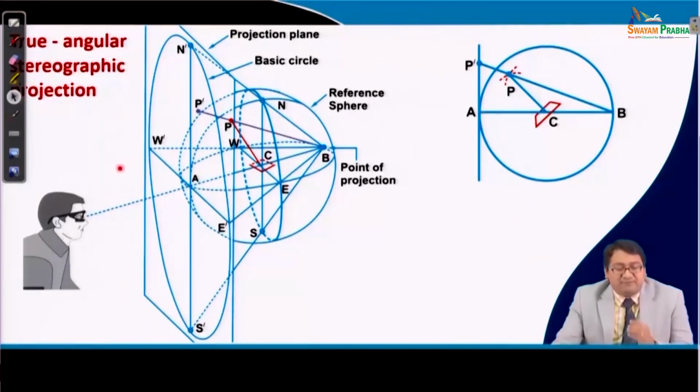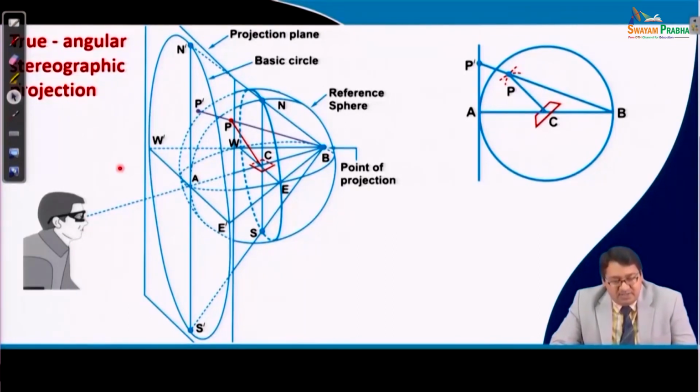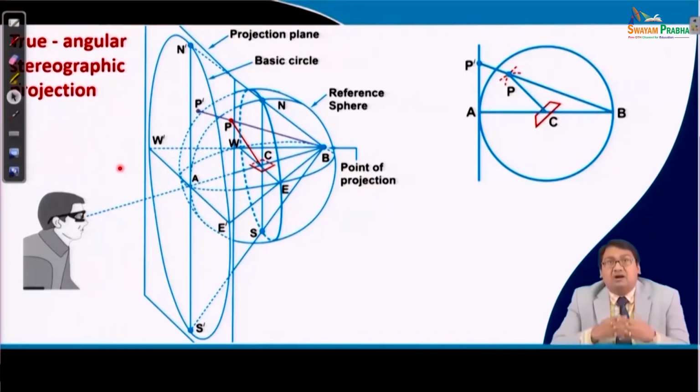A stereographic projection is basically a true angular projection, and this true angular projection is based upon the principles of the ray of light.